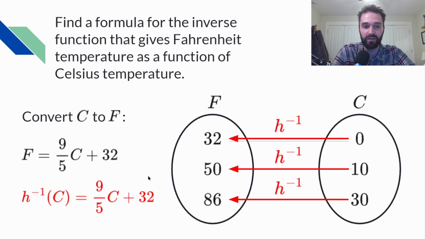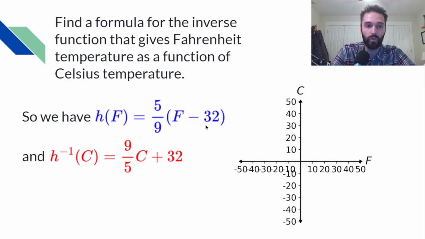And let's see what happens when we plot the blue function H and the red function H inverse on the same plot. So we have the blue function H of F and the red function H inverse of C. Here's my plot, the CF plane. I want to start with this blue function. Let's plot it. What is it going to be?